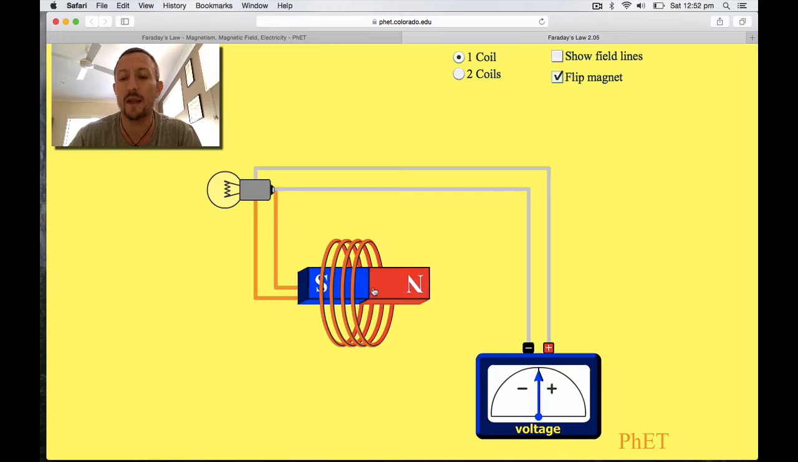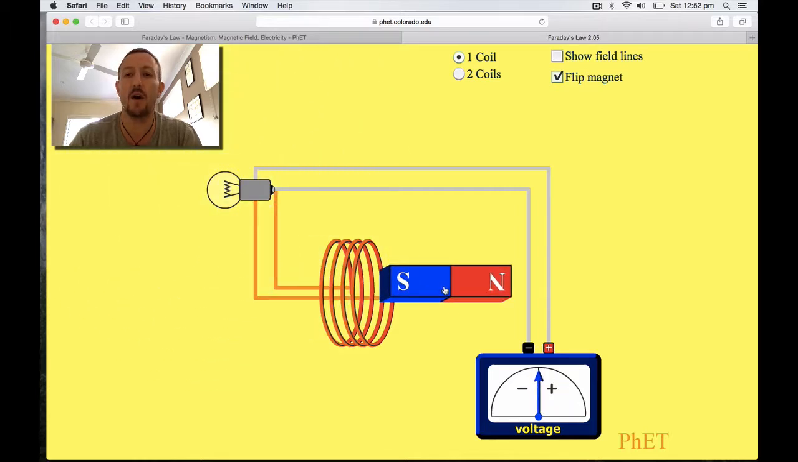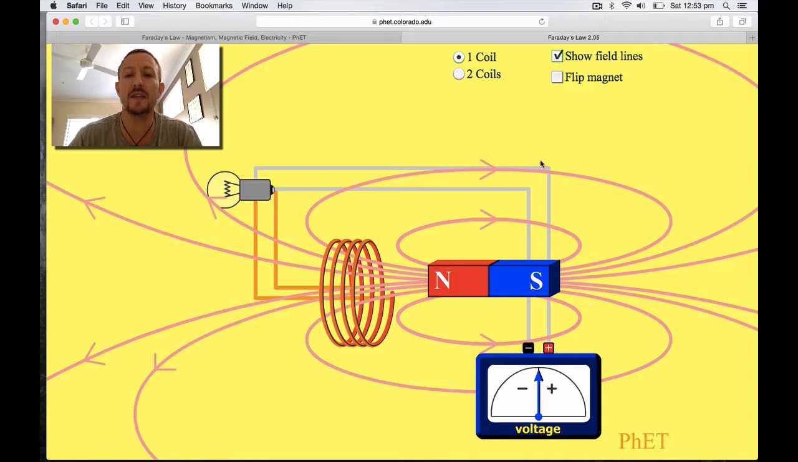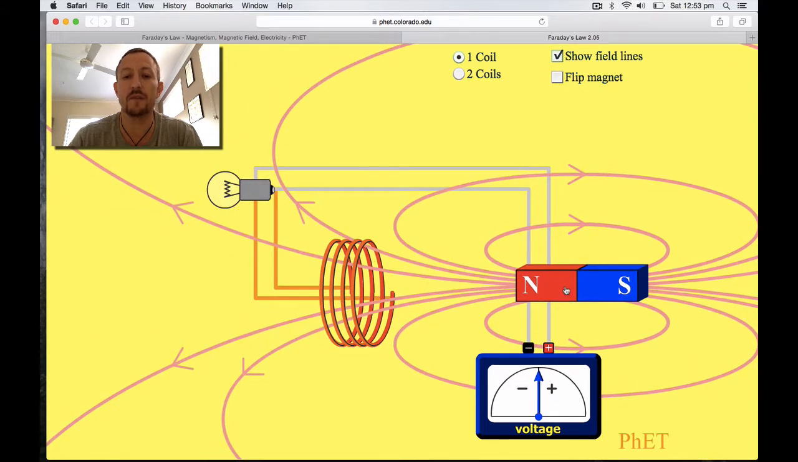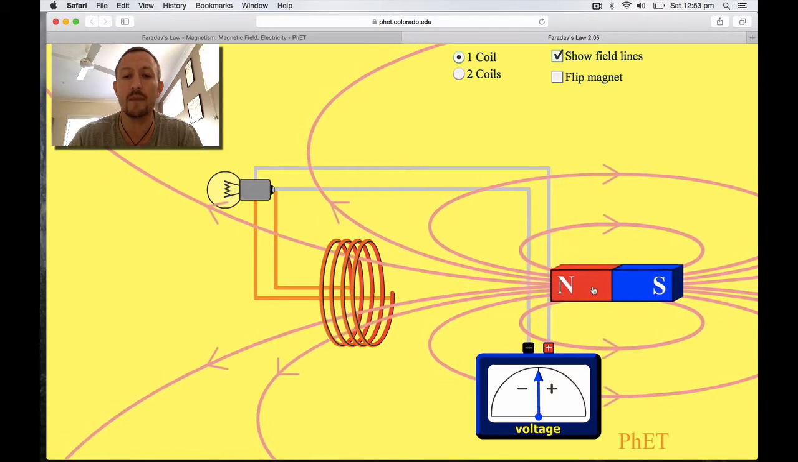Pull it out quickly, massive movement in the opposite direction. So let's flip it back to its normal position. Okay, and let's put in the field lines. Now what you can see there in this case is you've got some field lines which are generated. I'm going to pull it all the way back here.